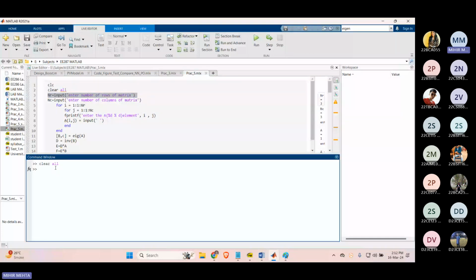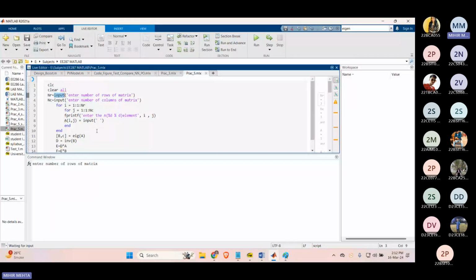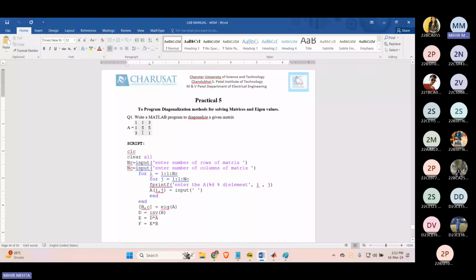If I run this particular code, this block is right now at row number 3. So this is what it is asking me. It says, enter the number of rows of the matrix. When I use the word input, it asks the user how many rows they want to enter. As per the question, we have already been given a matrix.